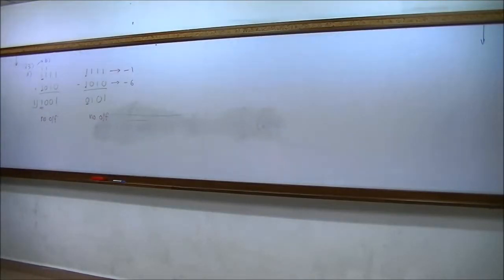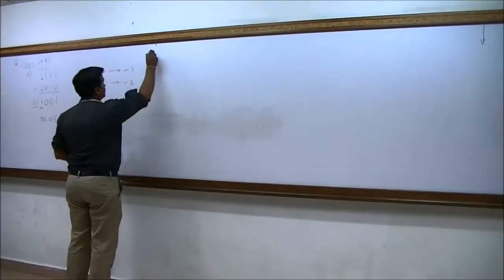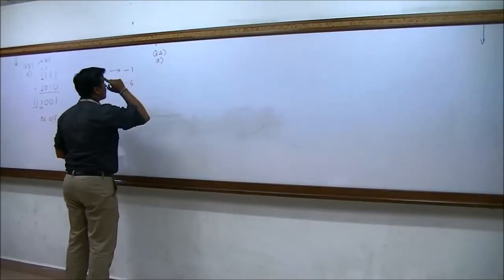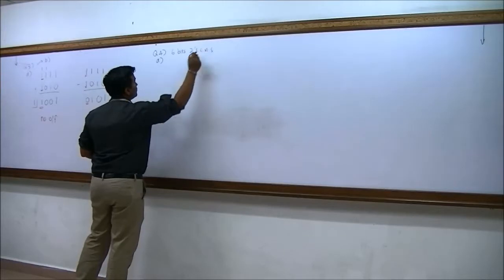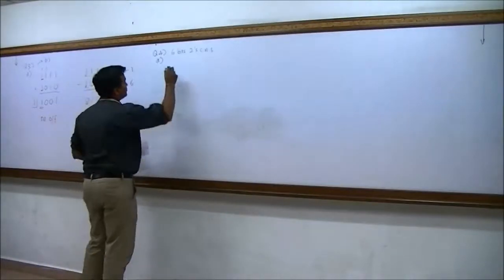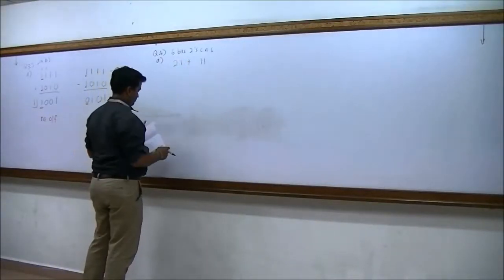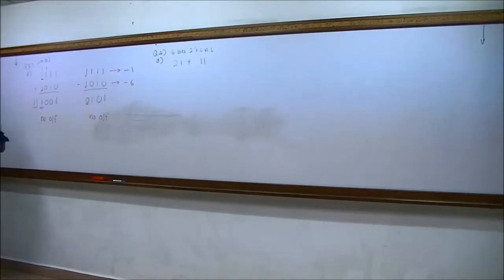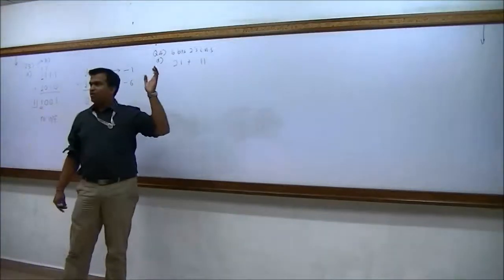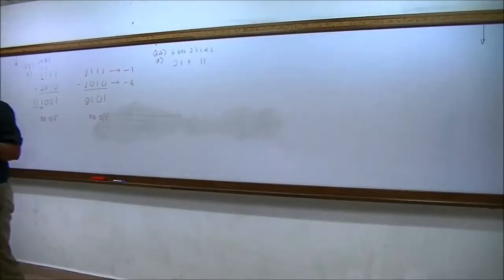We shall move to question number 4. What is question number 4 telling? Convert the following to 6-bit 2's complement and then carry out the operation indicated. Can we go to question number 4? Is there any question on the previous one? Yes or no?